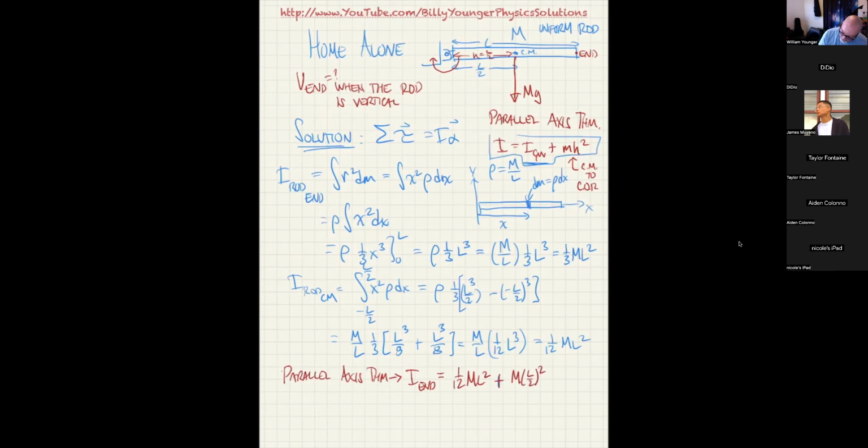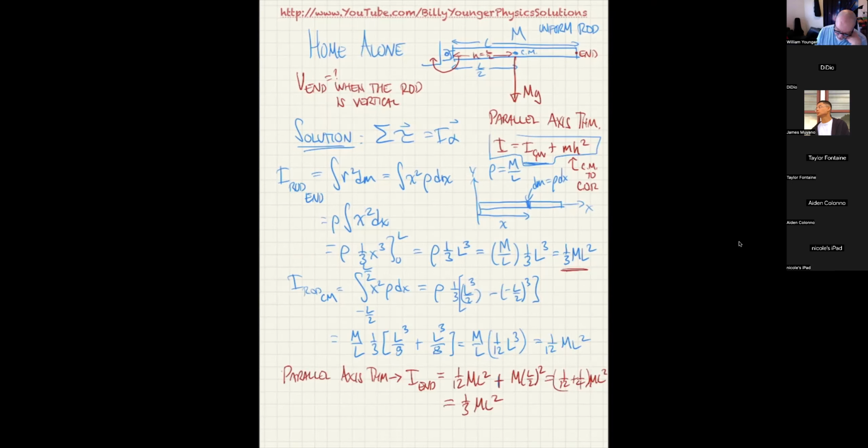So this would be 1/4 L squared plus 1/12 L squared. So 1/12 plus 1/4 mL squared. Well, 1/4 is the same thing as 3/12. So 3/12 plus 1/12 would be 4/12, and 4/12 of course is 1/3. So we get 1/3 mL squared, which is exactly what I got before. So yes, that does give us our moment of inertia.